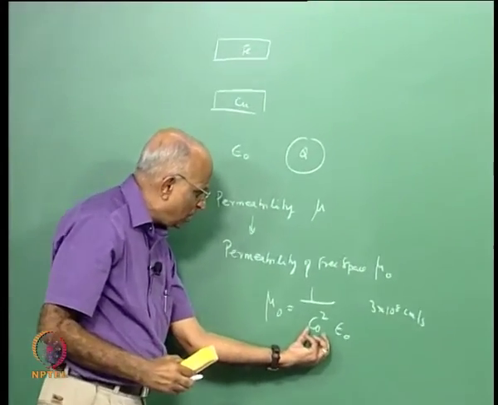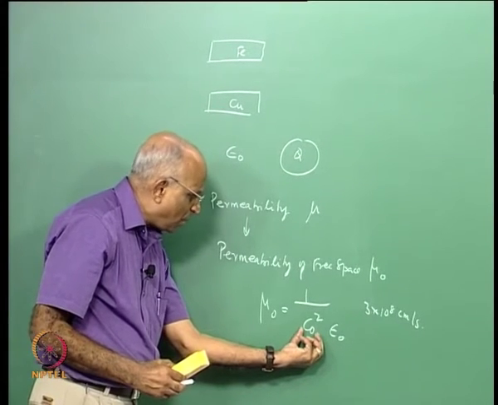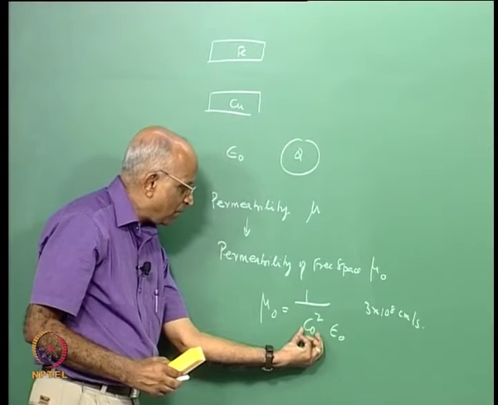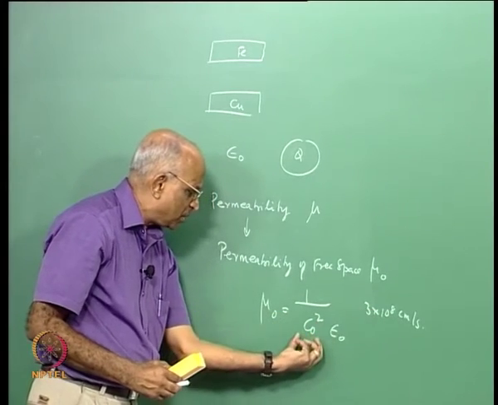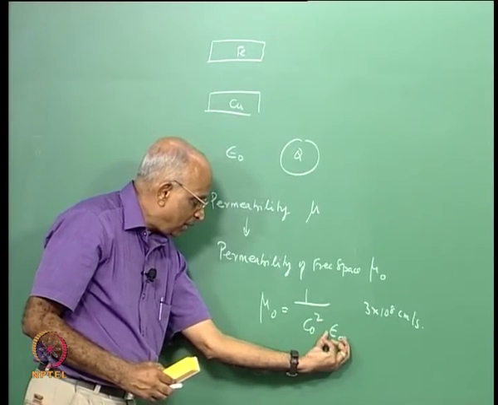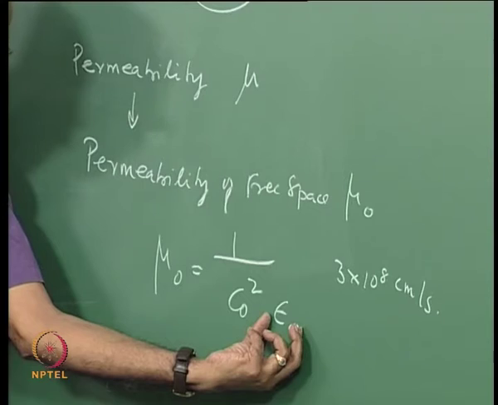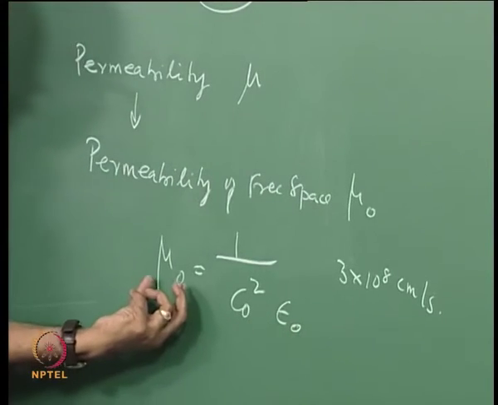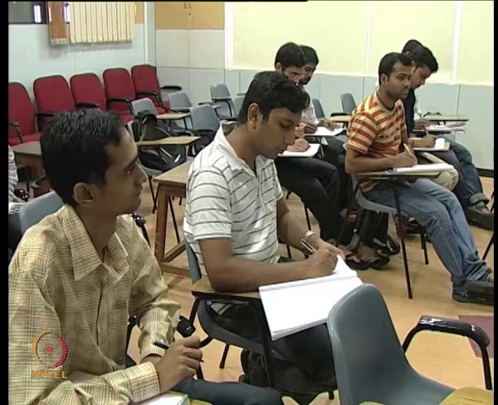We know c is equal to c naught, that is in vacuum speed of light is 3 into 10 to the power 8 meters per second. We already calculated this as 1 over 4 pi into 9 into 10 to the power 9. I can get the value of permeability of.